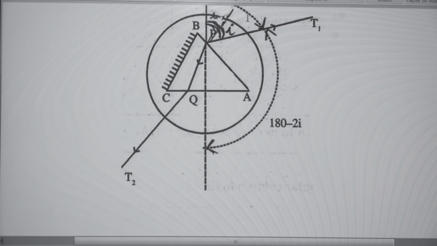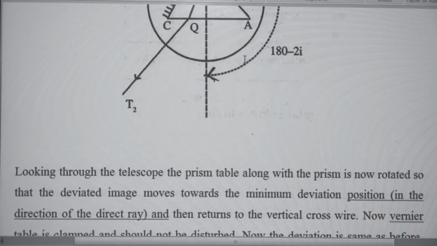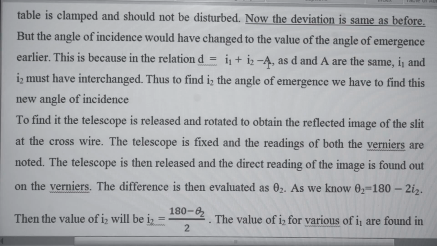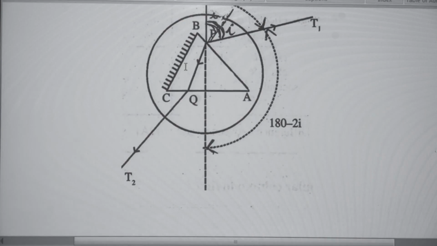Remember, we rotated the prism; we had arranged for a particular value of I1, and from that we rotated, and after rotation the I value changes. Now we want to determine that new value of I, that is I2. For that the telescope is released from its position and brought back to the position T1.